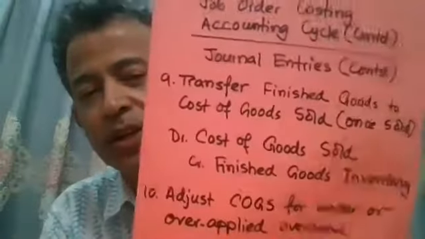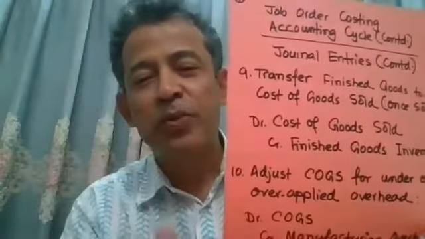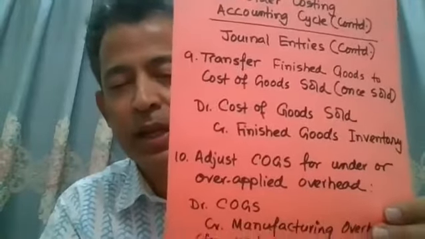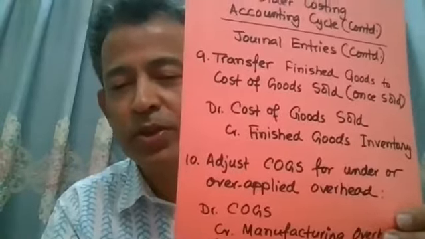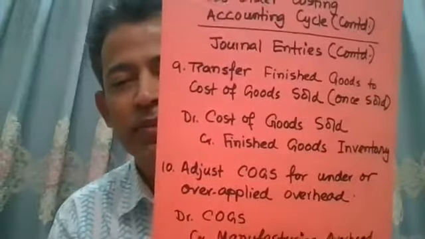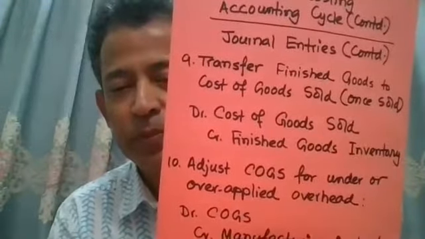All right. So the house is now ready, or the project is now ready to go. And then we sold it. So once we sell it, we now have to transfer it from finished goods to cost of goods sold. Step number 9, transfer finished goods to cost of goods sold. And who's receiving? Receiver is debit. So debit cost of goods sold and credit FGI, finished goods inventory.